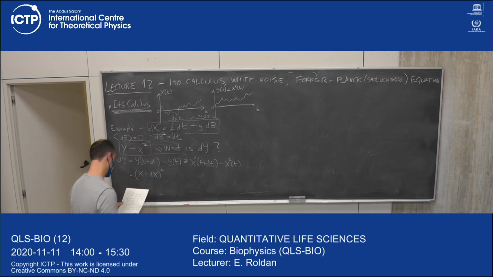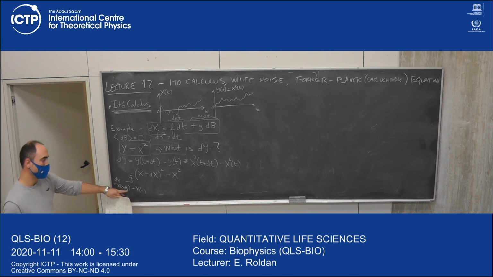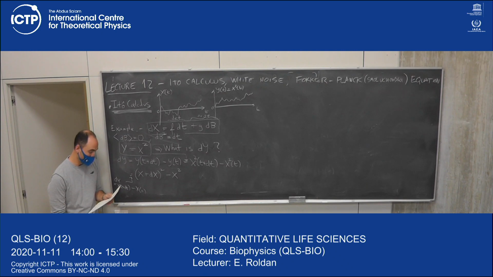And the second is x squared. Remember, x at t plus dt is x plus dx. You follow me with this? So here I'm using the property that dx is x at t plus dt minus x at t. So x at t plus dt is x plus dx. You follow me in this? If not, please let me know, because now it becomes a key point.